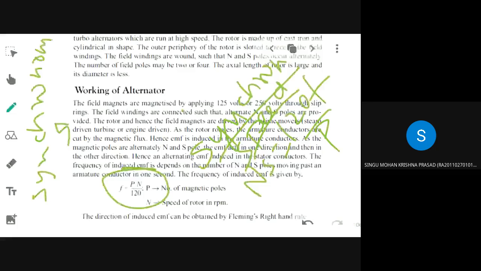They cannot be run at any other speed. And what is the formula for the synchronous speed? Ns is called your synchronous speed. The formula is 120 F by P, where F represents your frequency and P represents your number of poles. So this equation represents synchronous speed.